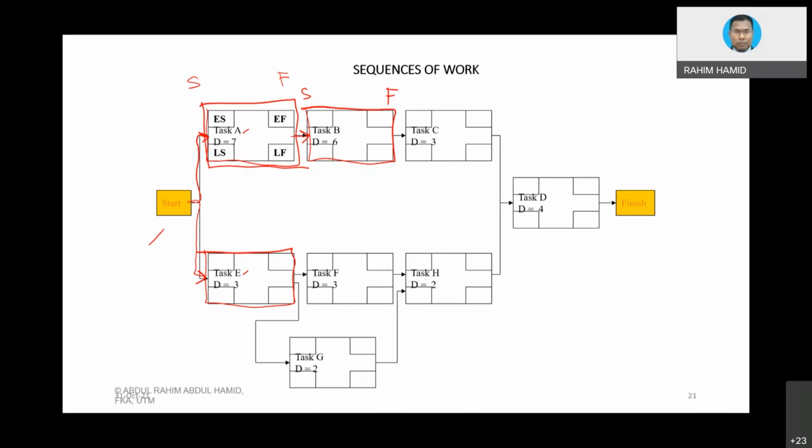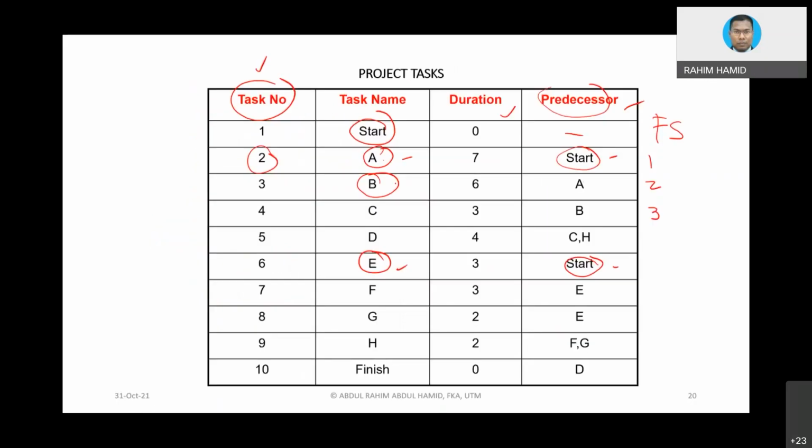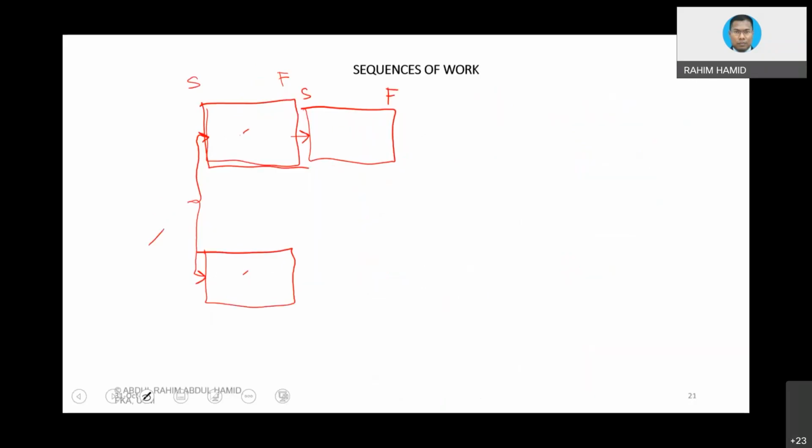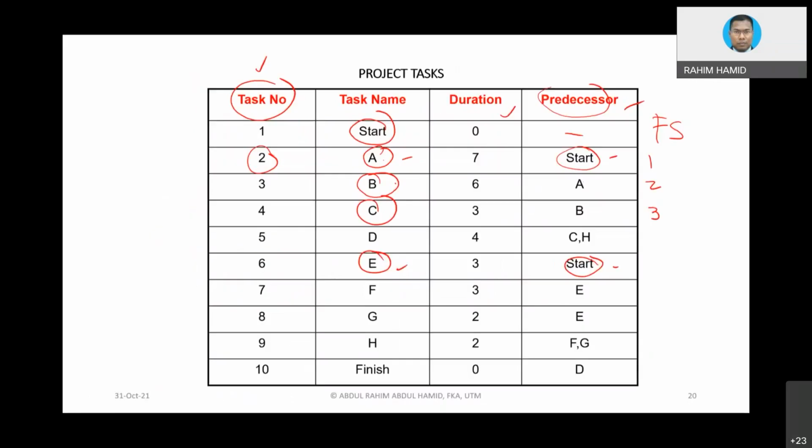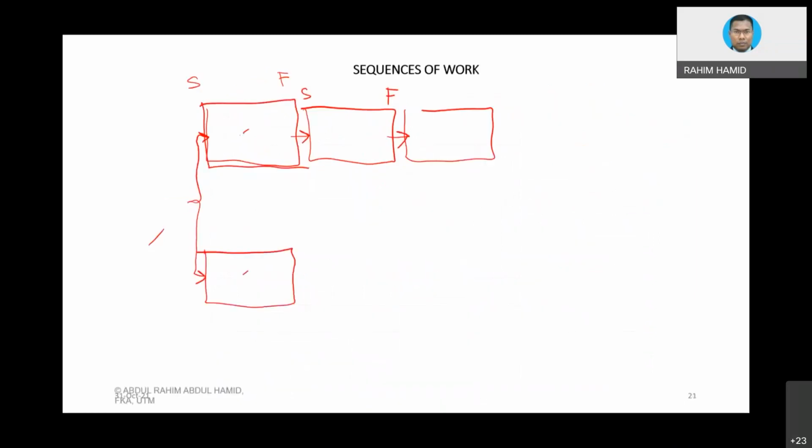Okay, that is the concept that tells us about the finish to start relationship. Okay, next would be what activity? C. C is connected from B. Okay, you draw C and then you connect from B, and then what else? D, C and H. Okay, D, C and H.